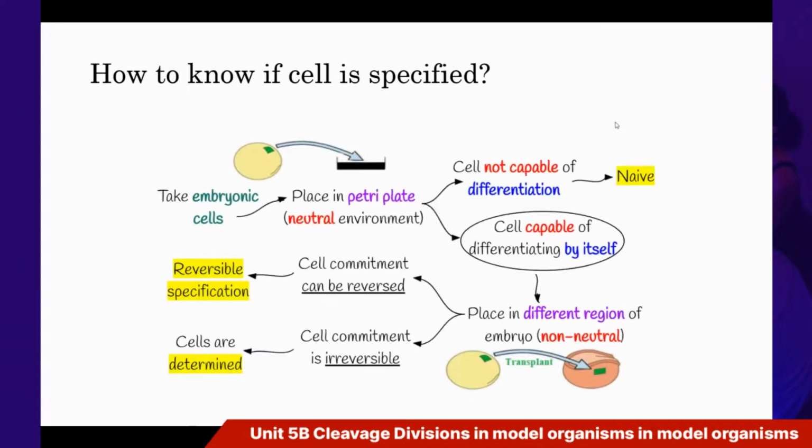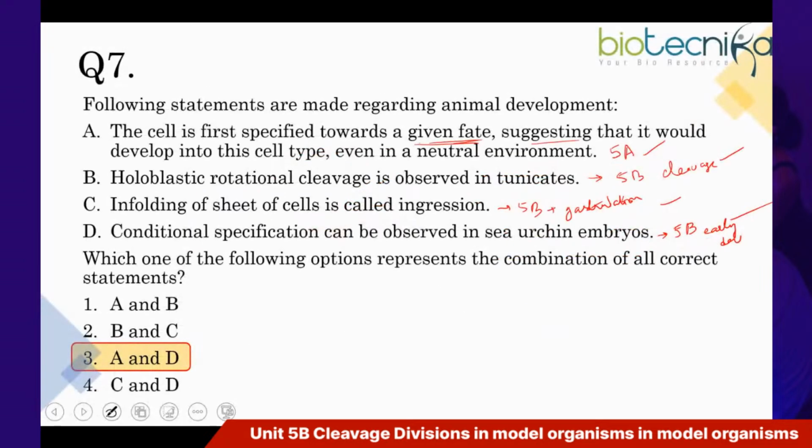Okay, so how to know a cell is specified? I have told you that you take the cells, right? And then in neutral environment also, if you grow, then also cells should be capable of differentiating by itself. Then only we can say it is specified. Okay, that's great, Anupam. Sunshine, really good. So keep on revising, otherwise you will forget. If the cells are not capable of differentiating, then we will call them naive. That means they have not received specification yet. But if the cells are capable of differentiating by themselves, then we will call them specified, where they are able to grow even in neutral environment. That means they have already got the signal. That's why the first option is correct.